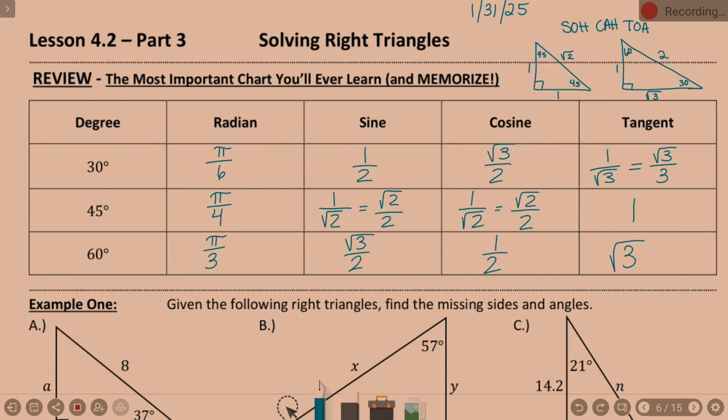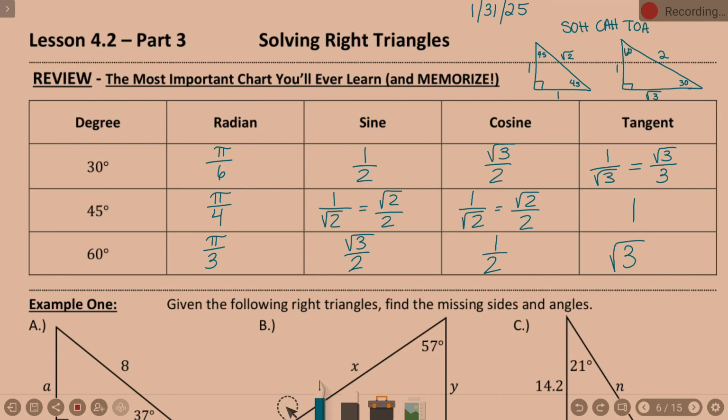This chart really has nothing to do with what we're doing today. It is purely review. If you haven't done yesterday's lesson yet, it makes maybe a little more sense now. Keep working, keep learning that chart.